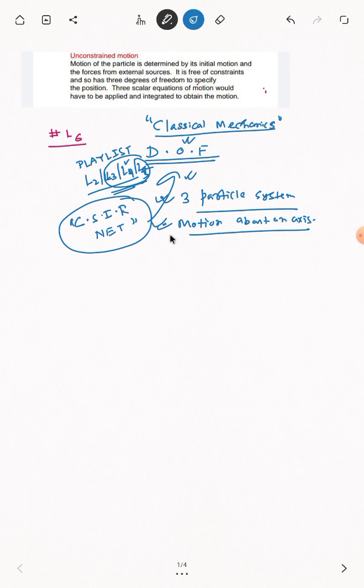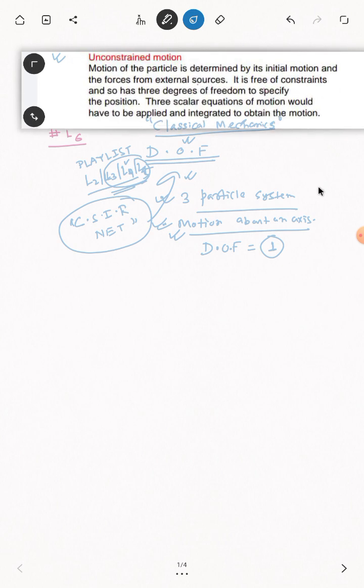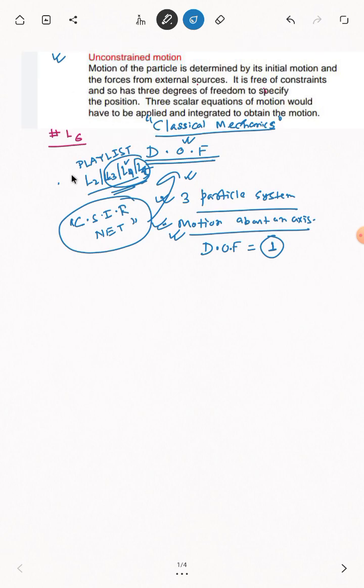Last day we have discussed how motion about an axis occurs, and in that case DOF was clearly 1. So one particular thing is to be done, that is unconstrained motion. We can see here, unconstrained motion. What is it? Unconstrained motion means free motion. We all know unconstrained means free. So when a particle is free, its degree of freedom will clearly be 3.